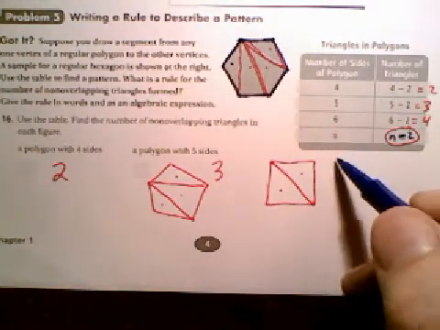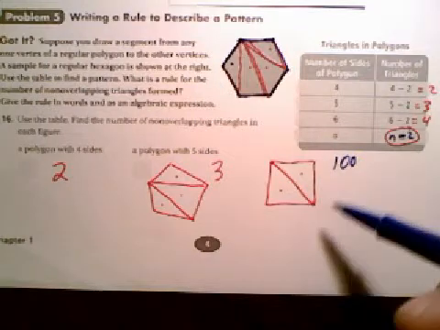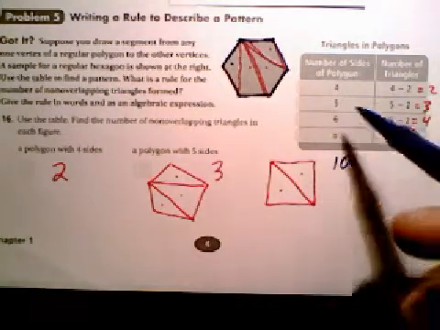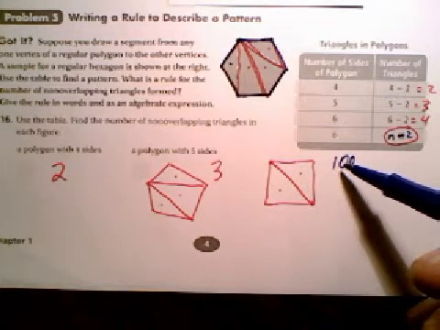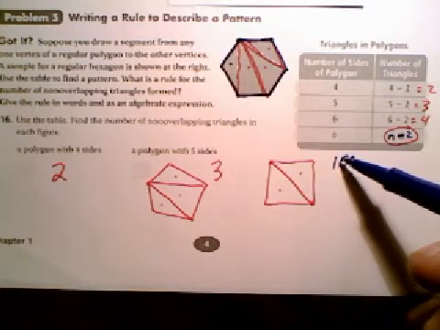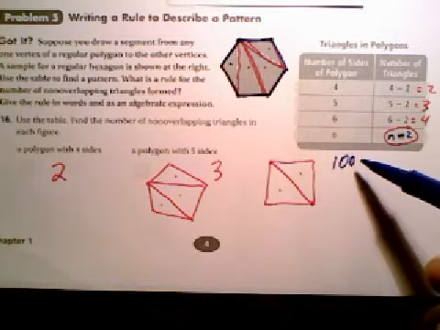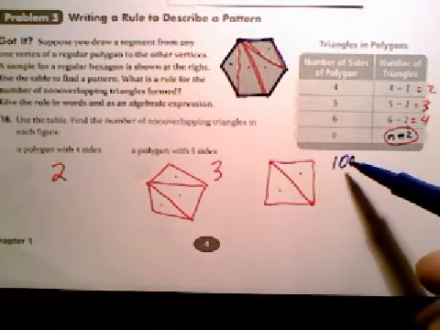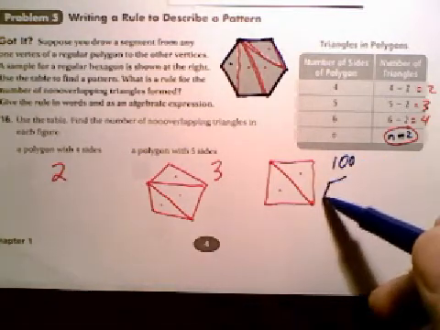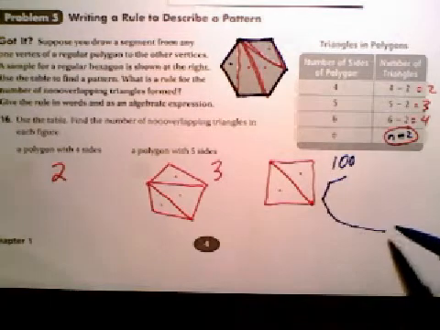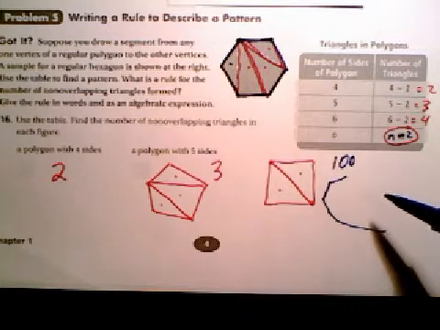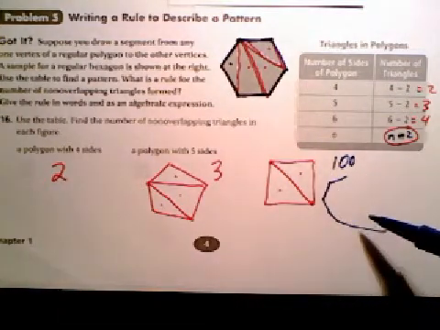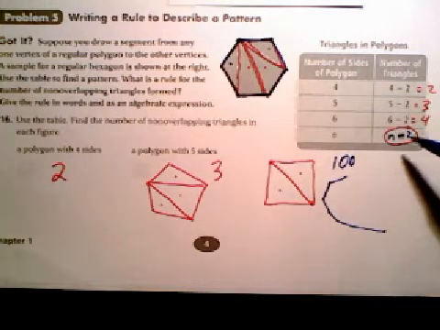Well, let's just say that n is 100. We don't want to draw a 100-sided figure. If n were 100, then how many triangles would be formed if the polygon had 100 sides? Well, if the polygon had 100 sides, we could sit there and do that. 1, 2, 3, 4, 5, 6, 7. That would be almost impossible to draw a decent-looking polygon that has 100 sides. But we can use the pattern to figure out how many triangles.